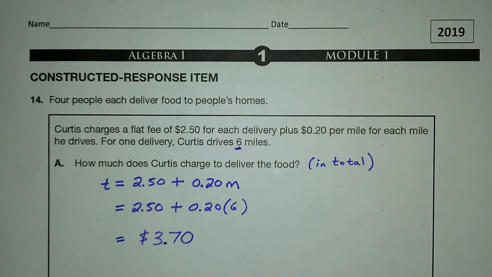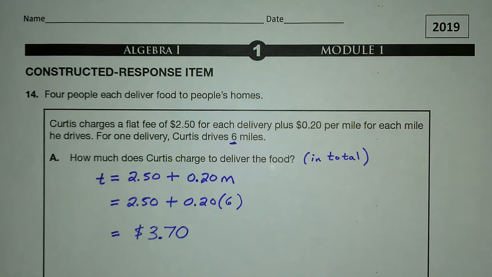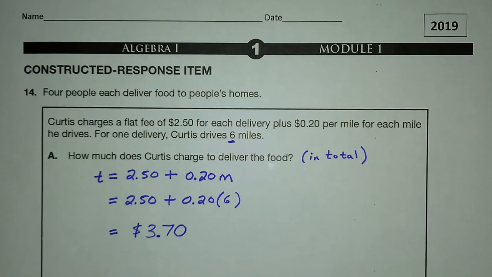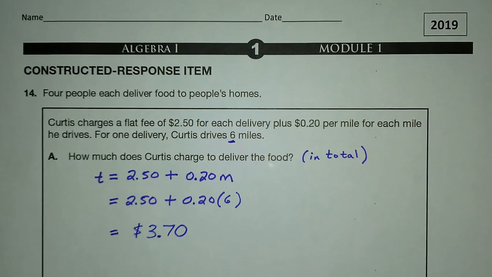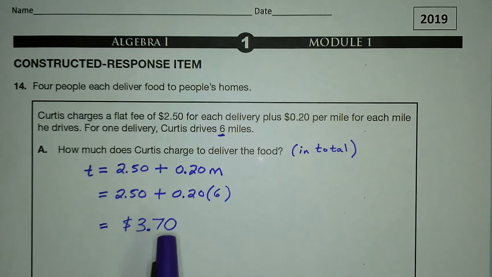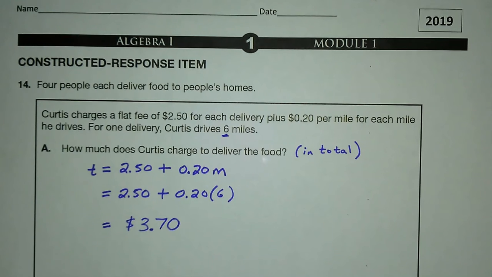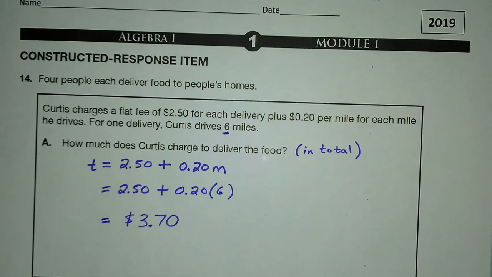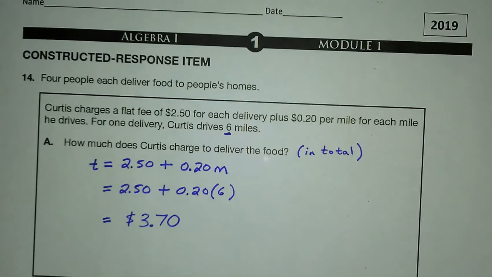For a second there, I was thinking about how you could have made this problem a little more convoluted by also tossing in that he also charges for food, since the actual food costs money. But it looks like $3.70 on top of that for the delivery. But this is all the question wanted. How much does Curtis charge to deliver the food? $3.70.